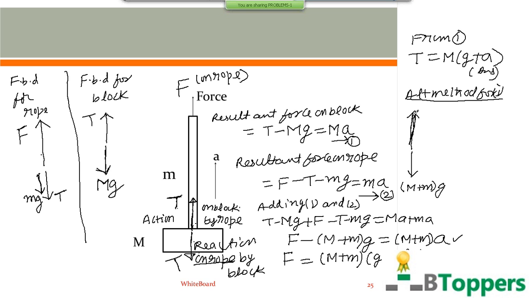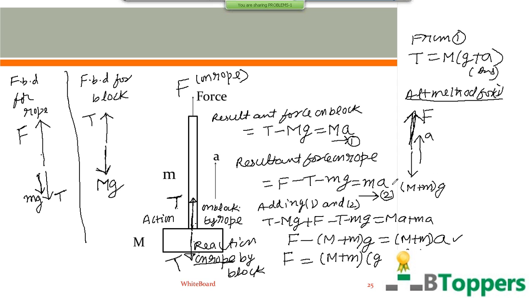That means only two external forces act on the system. One is the pulling force applied at the upper end of the rope by an external agent. The second one is the gravitational force by the earth on the system. That is the weight of the system, equal to the total mass of the system into g. The system is moving upwards with acceleration a here.